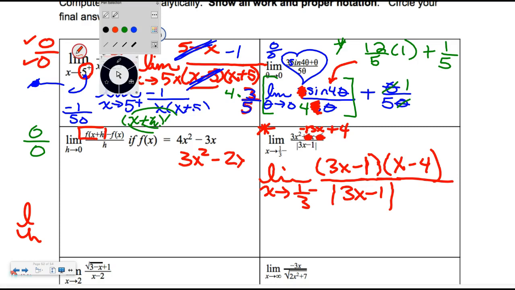All right. So right here, this is where you have to be very careful. What does this cancel to equal? One of two options. What is it? 1 or what? -1. How do you decide which one it is? Yeah, you come in at 1/3 from the left.